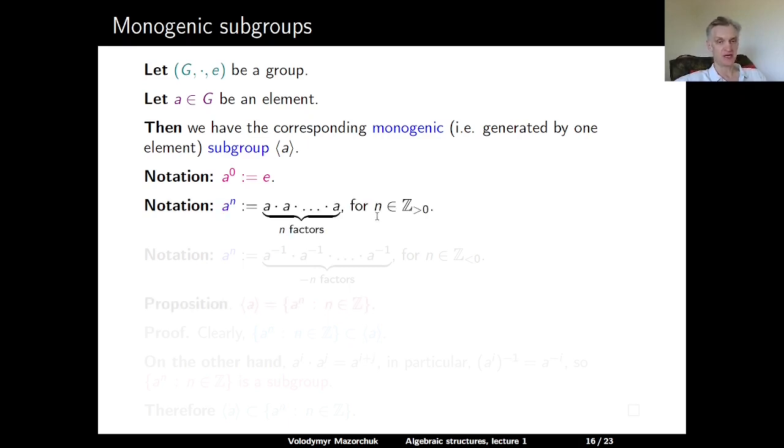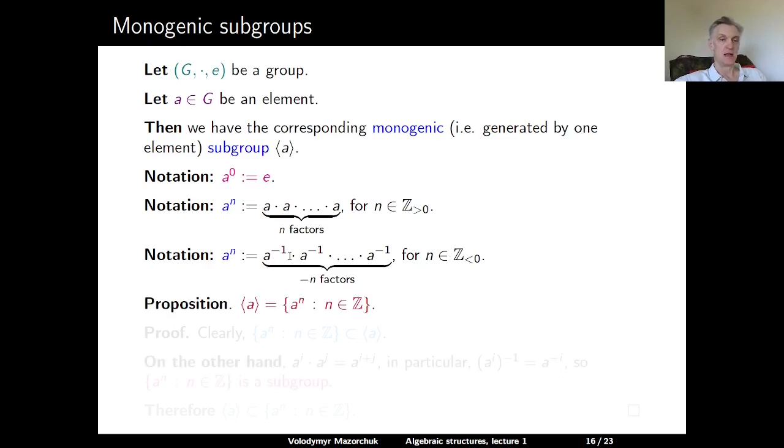For a positive integer n, a to the power n is defined as a times and so on times a, where this product contains exactly n factors. Similarly, for a negative integer n, a to the power n is defined as the product of minus n factors, each equal to a inverse. Claim: the subgroup of G which is generated by a coincides with the set of all these elements a to the power n, where n is an integer.